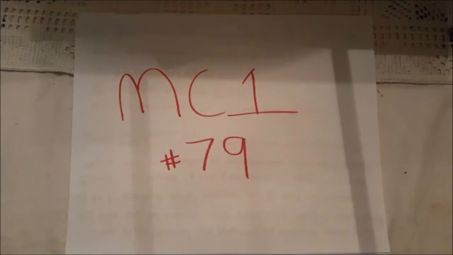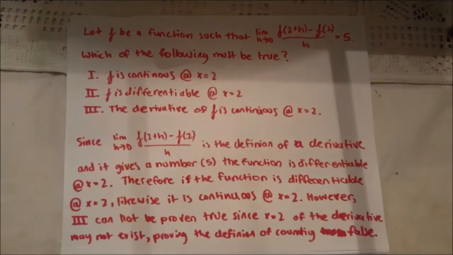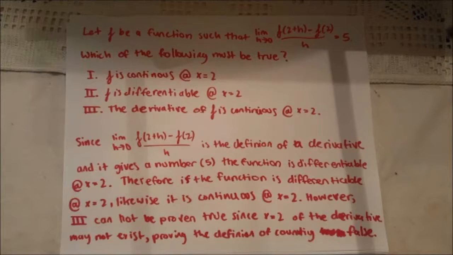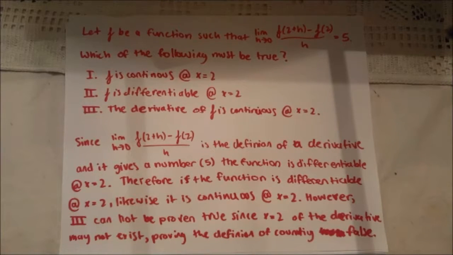This is multiple choice 1, number 79. For 79, the problem states, let f be a function such that the limit as h approaches 0 of f of 2 plus h minus f of 2, all over h, equals 5. Which of the following must be true? Number 1, f is continuous at x equals 2. Number 2, f is differentiable at x equals 2. And number 3, the derivative of f is continuous at x equals 2.